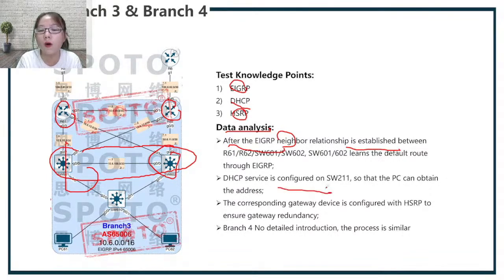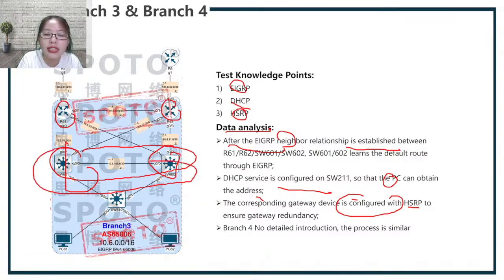service is configured on DHCP server SW211, so that PCs can obtain the address, and the corresponding gateway device is configured with HSRP. So in this part, these two switches will establish HSRP to ensure gateway redundancy. And for branch 4, there is no detailed introduction because the process is similar.